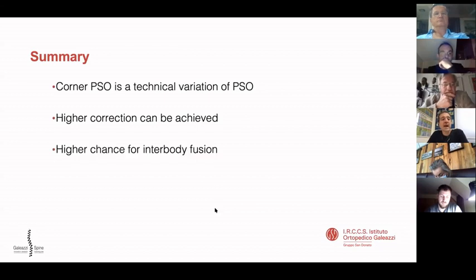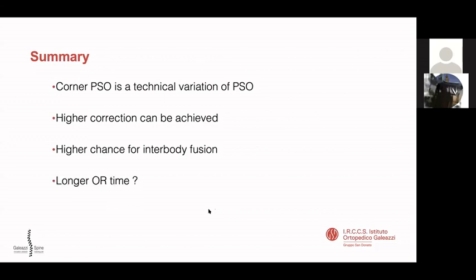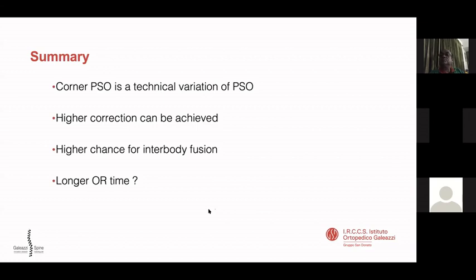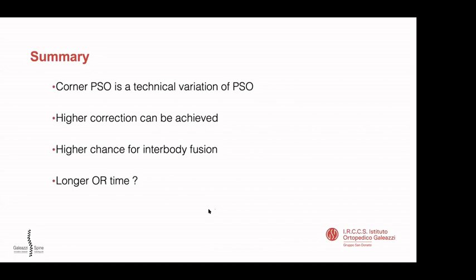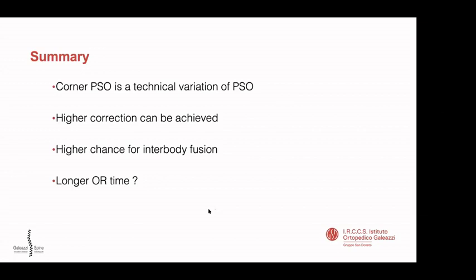You have also a higher chance of interbody fusion because of the fact that you prepare and include the disc space into the osteotomy. You resect the lower end plate of the upper vertebra, or you prepare it for fusion. So you can restore the continuity of the anterior column much better. Probably it takes more time, but in our series it was not very clear, because the cases treated with corner osteotomy that took more time were much more complex cases. There were many more revision cases. There were much stronger corrections in this series.